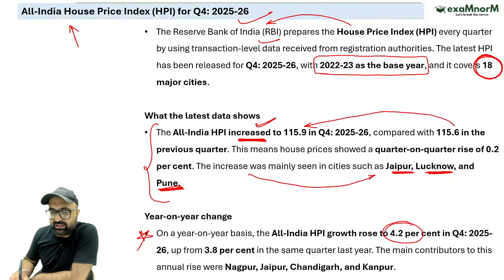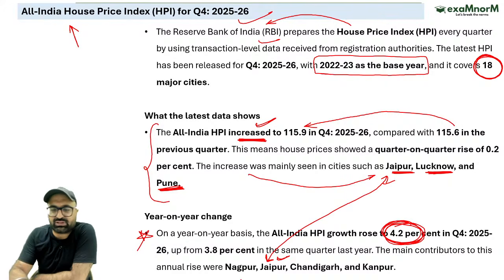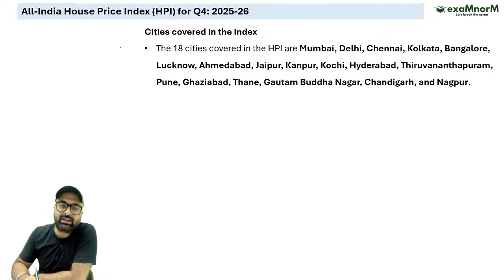ये इंपॉर्टेंट है, क्वार्टरली भले डेटा याद रहे या नहीं। On the year basis we have witnessed an increase of 4.2%. और 4.2% year on year basis में कौन कौन सी सिटीज हैं, सर, जयपुर दोनों में कॉमन है। तो इसका मतलब जयपुर में पूरे साल में भी और लास्ट क्वार्टर में भी सबसे ज्यादा हाउसिंग प्राइस इंक्रीज हुए। So this is a city which you must remember, and this is the list of 18 cities. Just read it, there is no need to remember it.